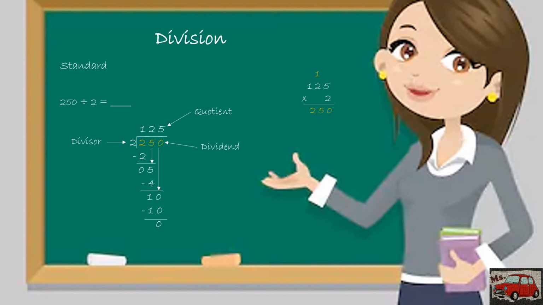To check if your answer is correct, gamitan mo lang ng multiplication dahil opposite lang sila. Okay? So, 125 times the divisor which is 2 is equals to 250. Or dalawang 125 is equals to 250. Kapag yung product pareho sa dividend, then your answer is correct.